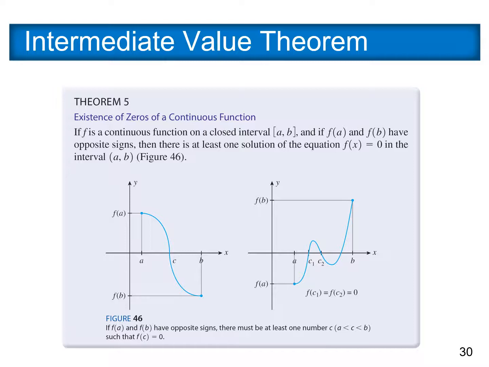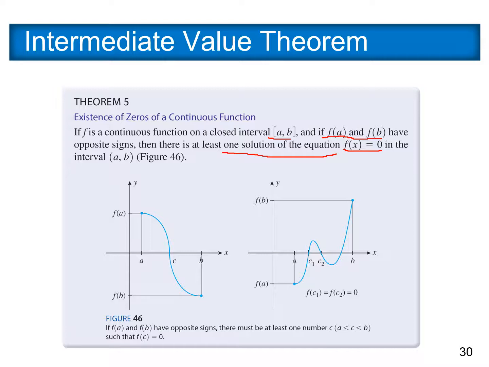So what it tells us is this: if I have a function f that is continuous on a closed interval between a and b, and f of a and f of b have opposite signs, in other words, one is positive, the other one is negative, then there is at least one solution for the equation where I would get a zero.